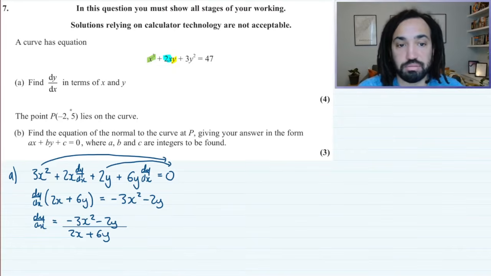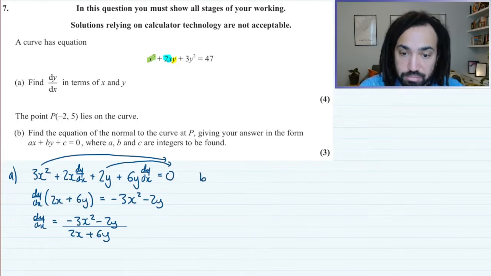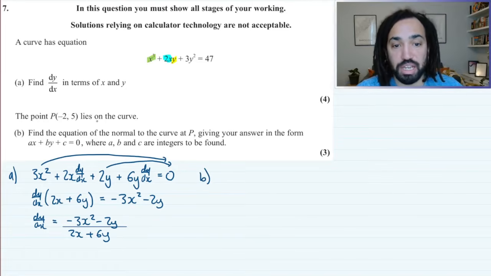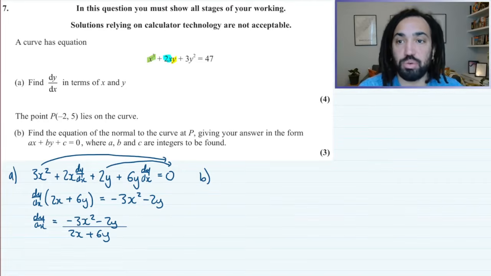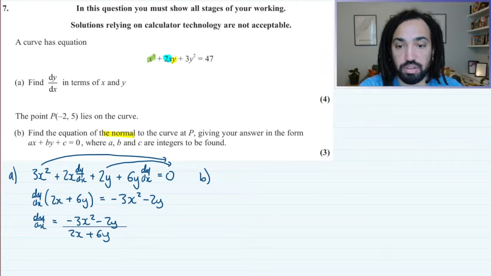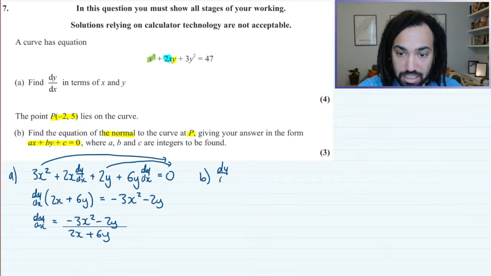Okay, perfect. Part B. The point P lies on the curve. Find the equation of the normal to the curve at the point P, giving your answer in the form ax plus by plus c, where a, b and c are integers to be found. No problem. Okay, so we're first going to find dy by dx at the point P.